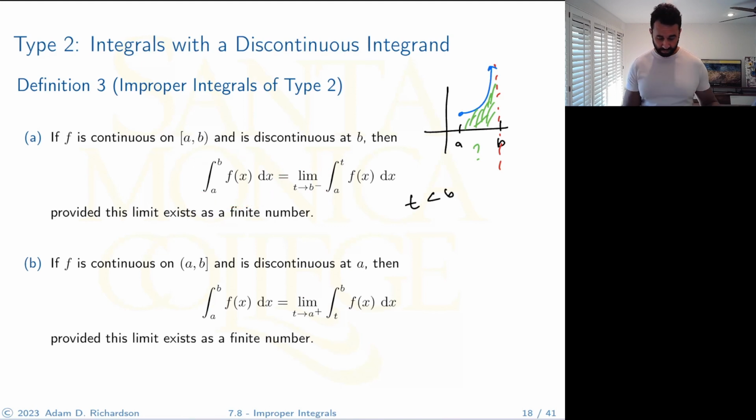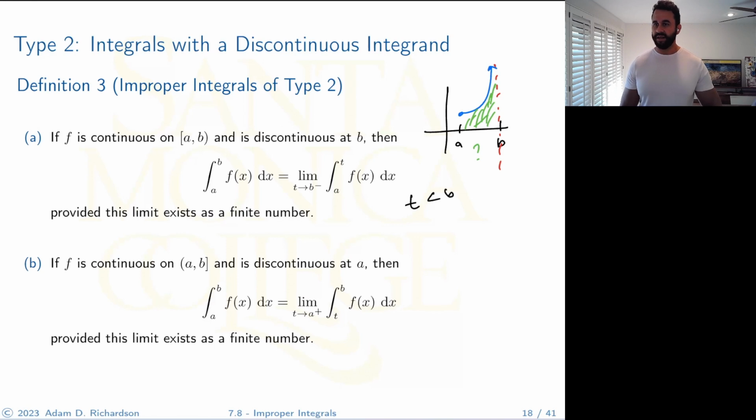All right, so part B here is the same thing, but maybe your discontinuity is on the other side. So now instead of the asymptote being here, maybe the asymptote is actually here. How do you deal with that situation? Same idea. You basically just take the limit as you approach from the other side. That's it. Approach A from the right instead, and that's what's happening right here.